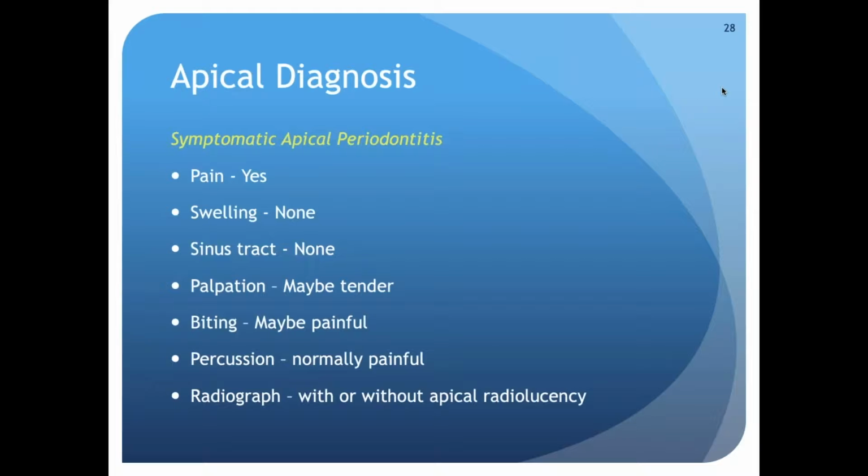Next, we have our symptomatic apical periodontitis. So obviously there's going to be pain because it's symptomatic. There shouldn't be any swelling or sinus tract. There may be some tenderness to palpation. Biting also may be painful. Percussion is normally going to be painful. And then radiographically, we may or may not have an apical radiolucency.